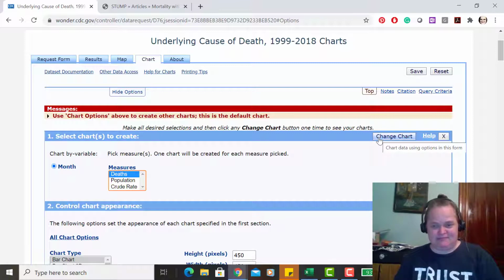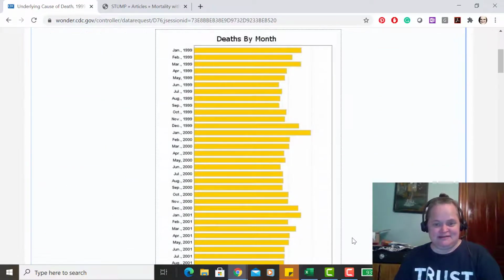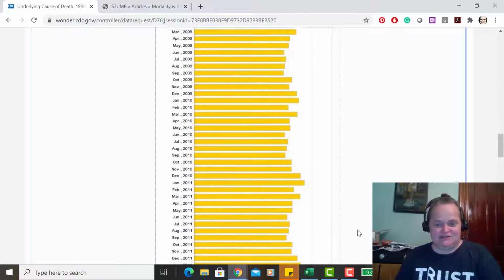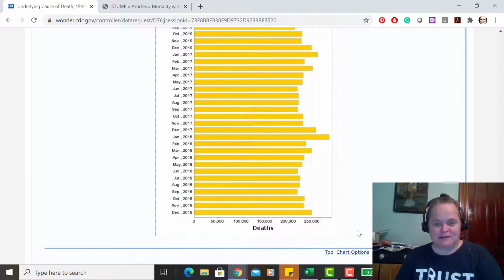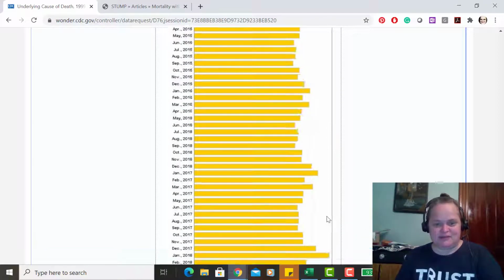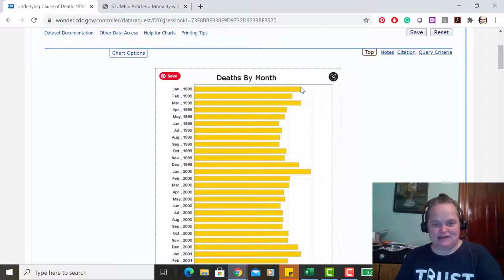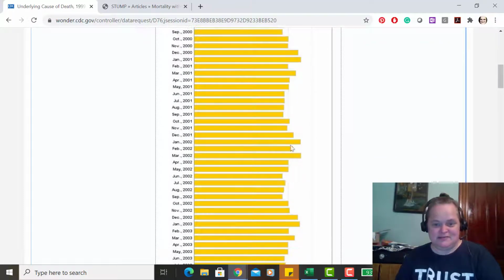Okay, it picked crude rate for some reason, so I'm picking number of deaths. It's not the best, but okay. This is better than a line graph, and I'm not going to explain why right now. Oh, that's very interesting. Okay, so let's just start up here. It's deaths by month, and we start in 1999, and we can see, boof, January 2000, January 2001. 2002 is kind of interesting.